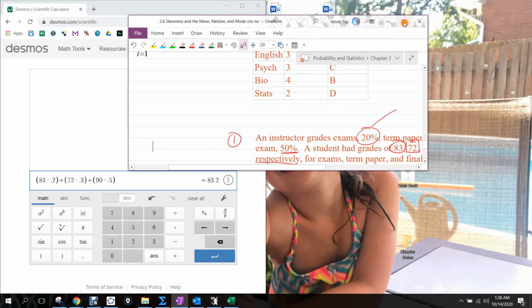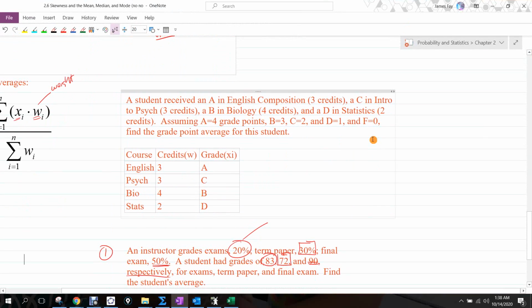Something that might be of benefit to you is understanding how we do this with a weighted GPA. The scenario here says a student received an A in English, which is a 3-credit class, credit hours or however you want to view it, a C in Intro to Psych for its 3-credit class, a B in Biology, and a D in Stats. It's assuming that we're on a 4.0 grade scale, so an A is worth 4 points, a B is 3, a C is 2, a D is 1, and an F is 0.